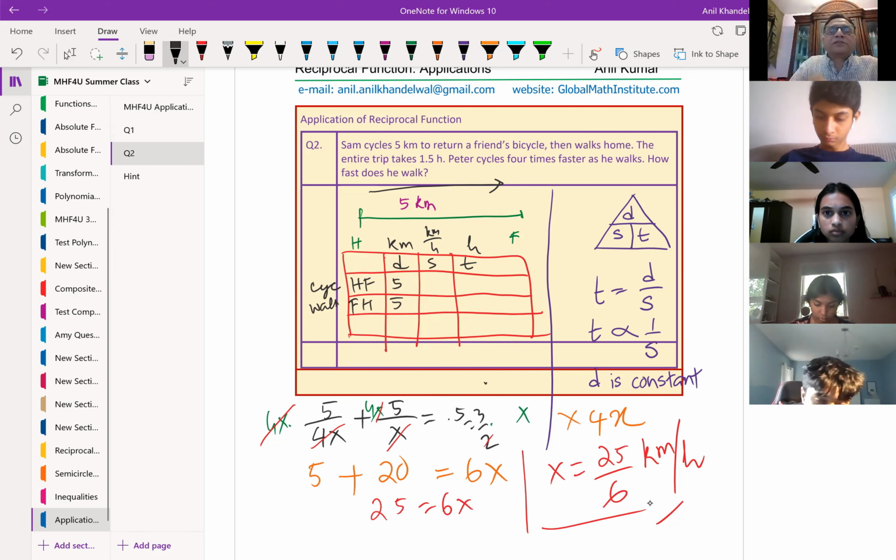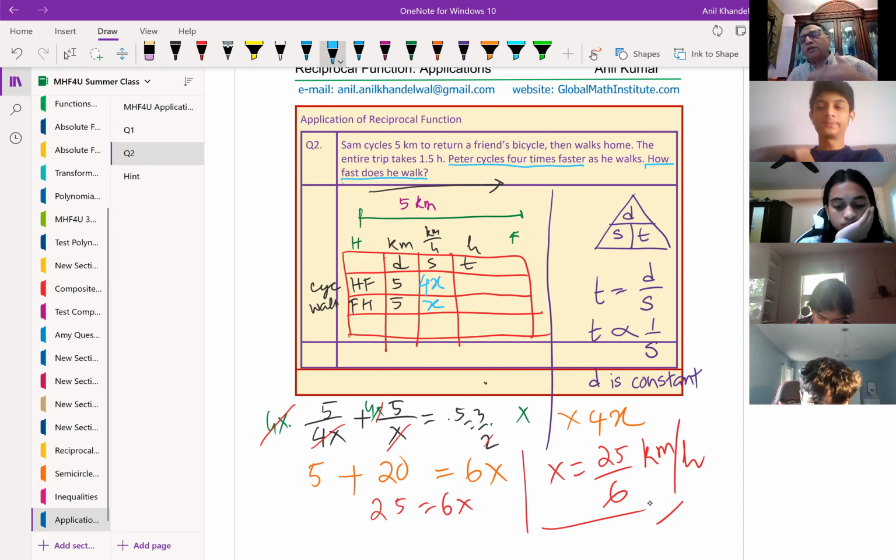As far as the speed is concerned, we have to now define a variable. We are saying let the speed of walking be x. Why? Because they ask how fast is he walking? So we define that as a variable w or x, right? So walking is x. Then it says that Peter cycles 4 times faster. So that means this is 4x. Speed of cycling is 4x.